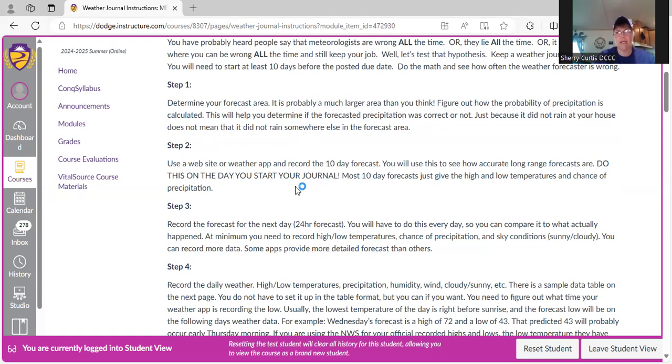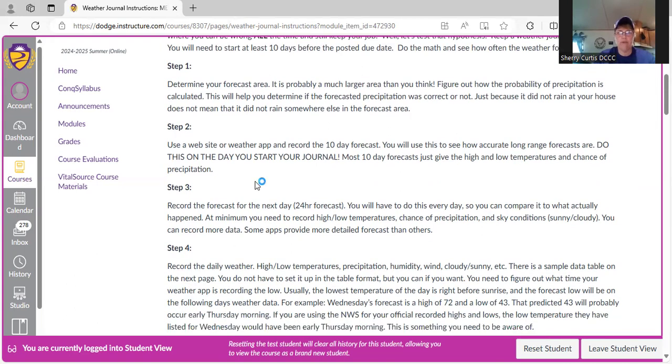You can take a picture of the 10-day forecast if you want and put that into your journal, or you can just simply record it. Most 10-day forecasts are pretty basic: high temp, low temp, and chance of precipitation. Sometimes they'll be a little more detailed.